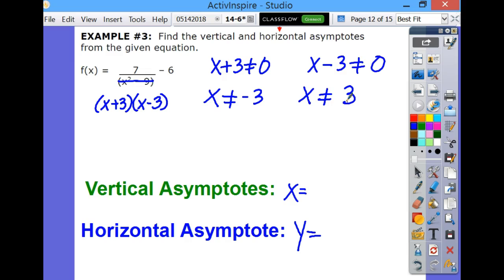The reason x cannot be equal to 3 and x cannot be equal to negative 3 or positive 3 is because that's where the asymptote is. What x cannot be equal to, the reason it can't be equal to those is because there's an asymptote there. So you just change the not equal to an equal sign.